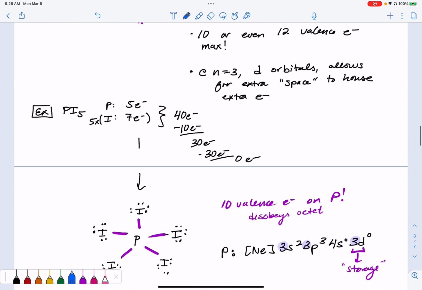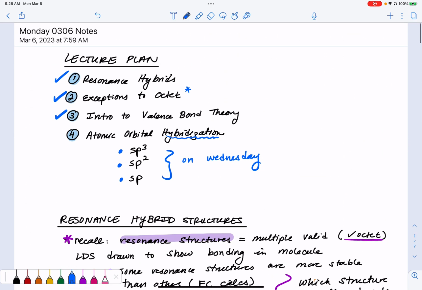So we'll pick up with valence bond theory on Wednesday. Tomorrow in lab, you will see our discussion of VSEPR theory, which is related to valence bond theory, but we can kind of talk about it without all the nuance of valence bond theory. And then ideally by the end of day on Friday or next Monday, we will wrap up with our final bonding model, which is something called molecular orbital theory. Thanks, folks.